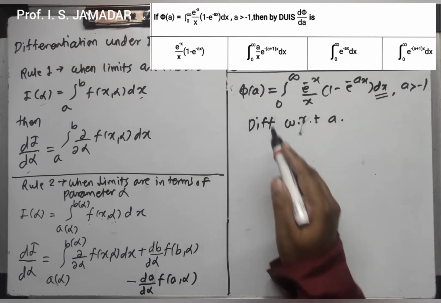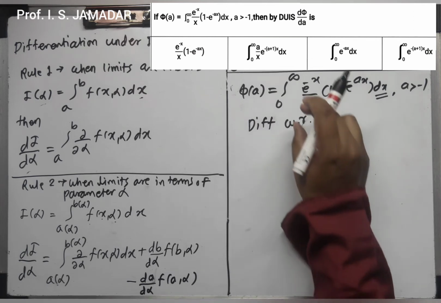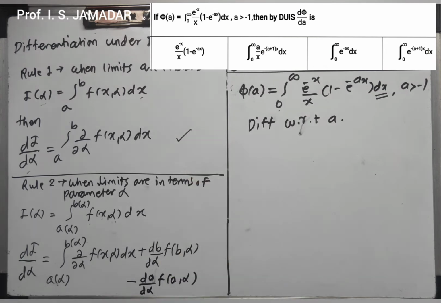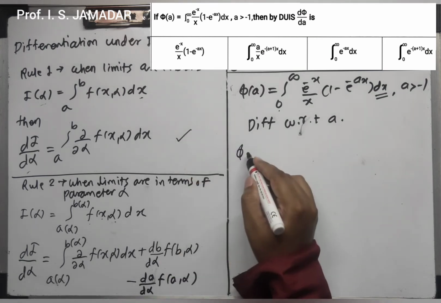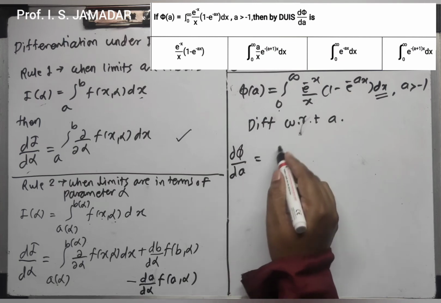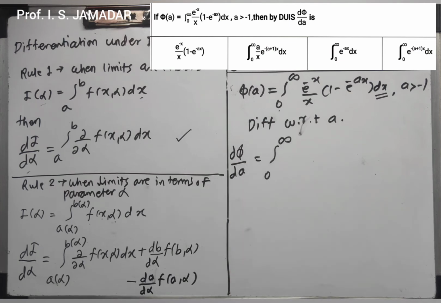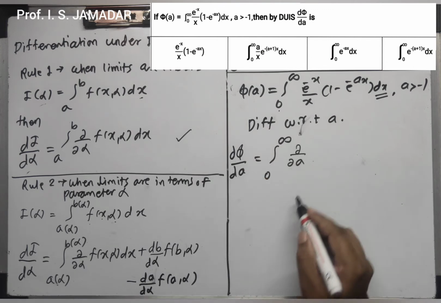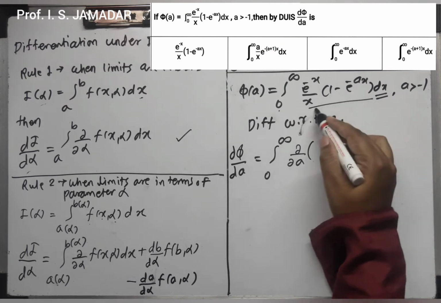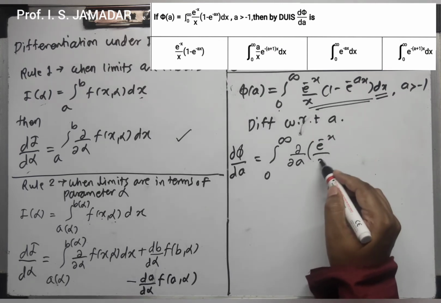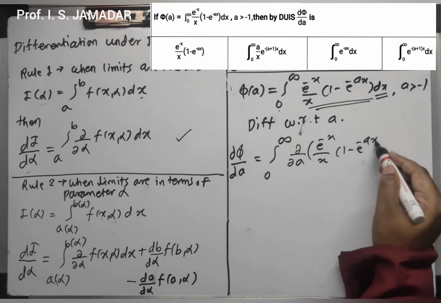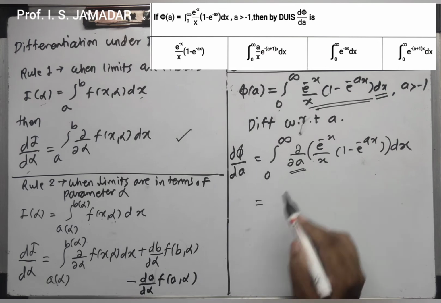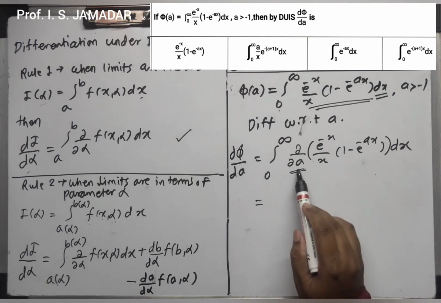Dx means parameter is a, and while taking derivative, you have to first of all think of the limits. Limits are what? 0 and infinity, means limits are constants, means you have to apply rule 1. What rule 1 says? While taking derivative, you take it by considering the partial differentiation, means d by dA will become del by del A, and the term as it is, e raised to minus x upon x into 1 minus e raised to minus ax and then dx. Now this is a partial derivative, del by del a, partial derivative with respect to a.